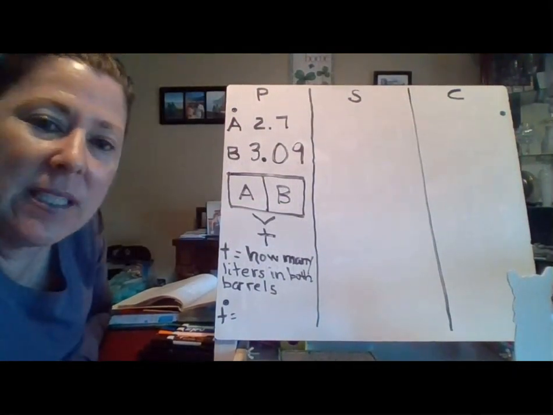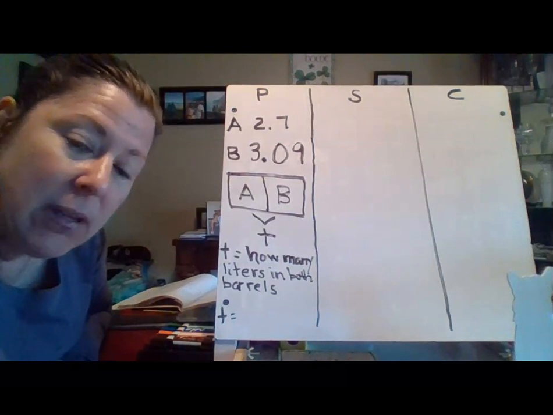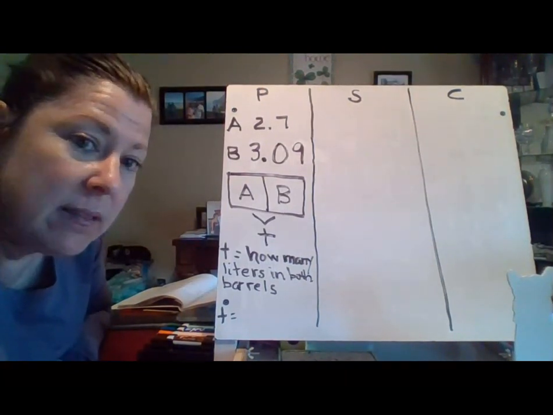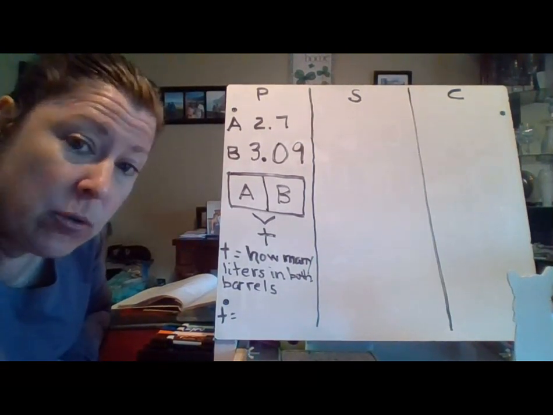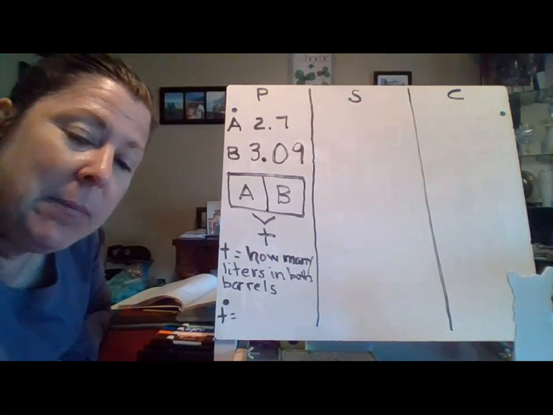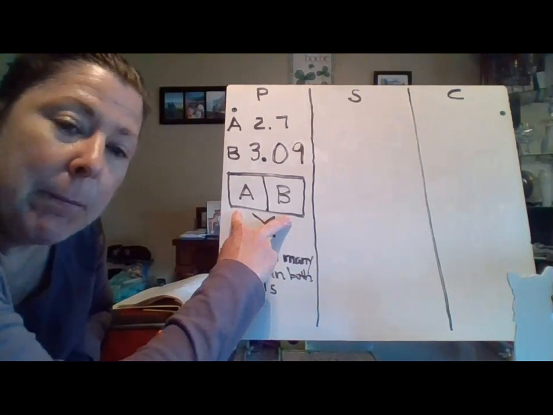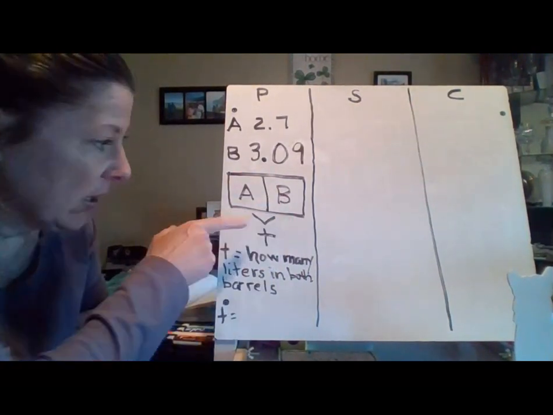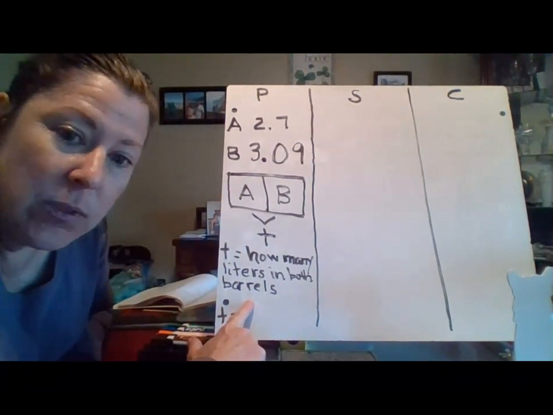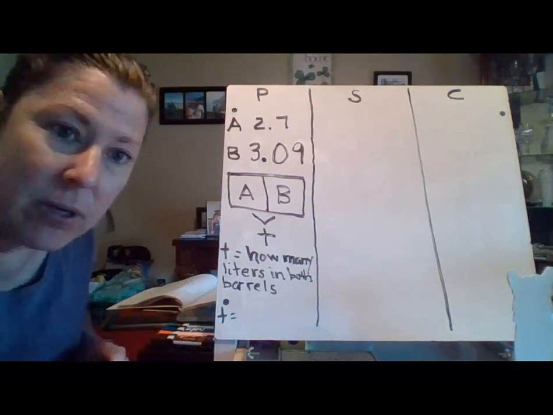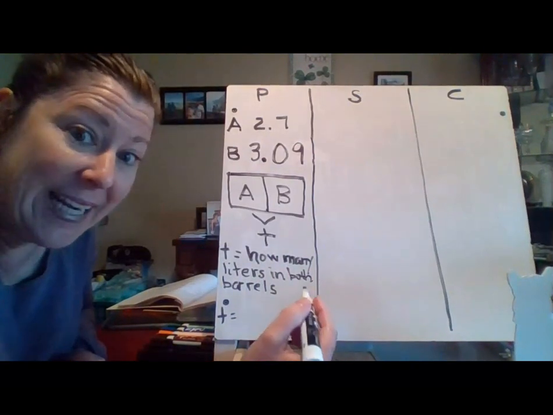All right, so let's solve this together. So I started my plan and I have that barrel A holds 2 7/10 liters of water. Barrel B holds 3 9/100 liters of water. Then I need my tape diagram. I need to know what A and B are together. So T equals how many liters in both barrels? Well, hopefully you already know that in this problem, you're going to be adding.